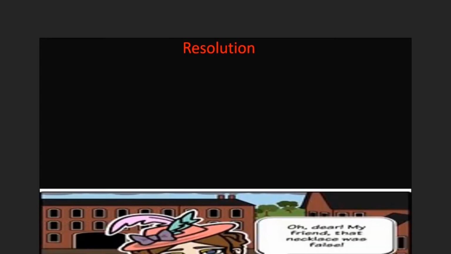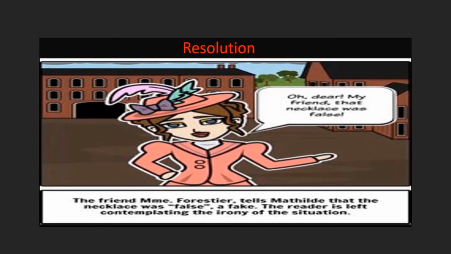Let's see resolution. The friend, Madame Forestier, tells Matilda that the necklace was false, a fake. The reader is left contemplating the irony of the situation.